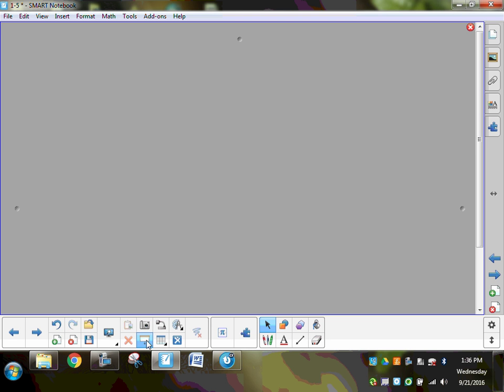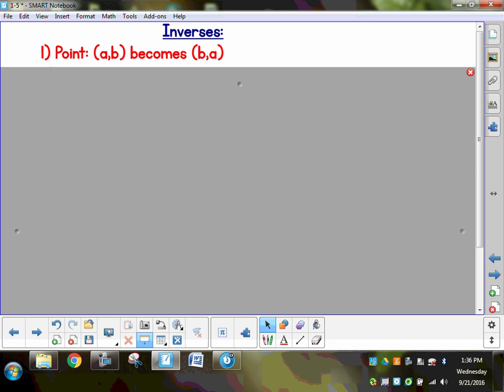Looking at what's there, the first thing that I'd ask you is this. Hands up, please, if you can tell me how you would take the inverse of a relation or a set of points. What has to happen in order to take the inverse of a relation? So the point AB is going to become the point BA. Hands up, please, if you can tell me what you have to do in order to take the inverse of a graph. Reflect it over the diagonal y equals x.